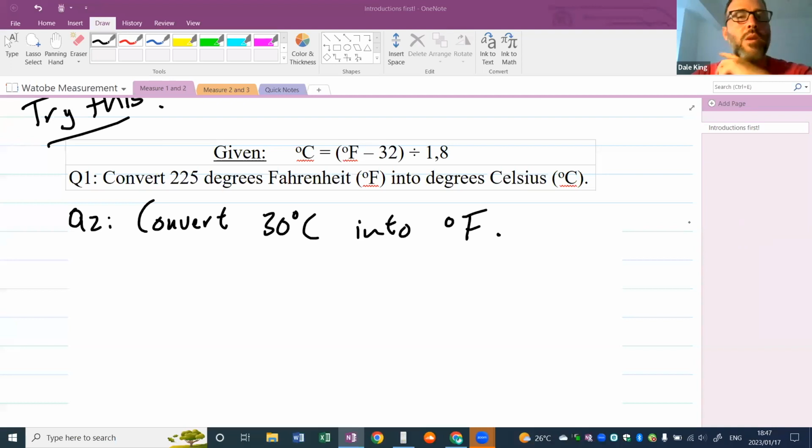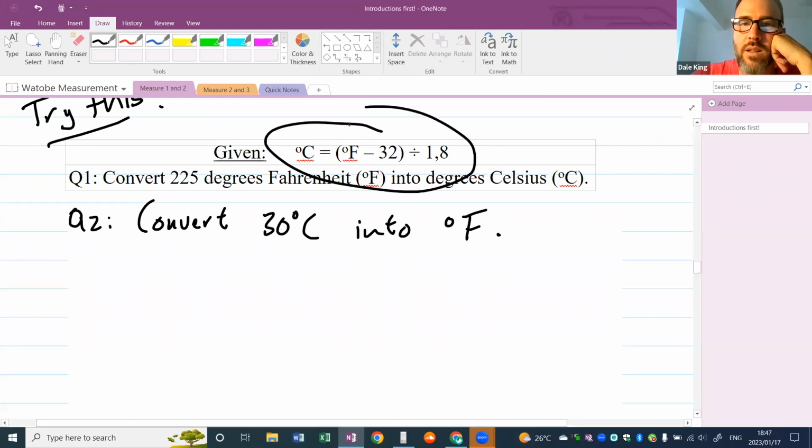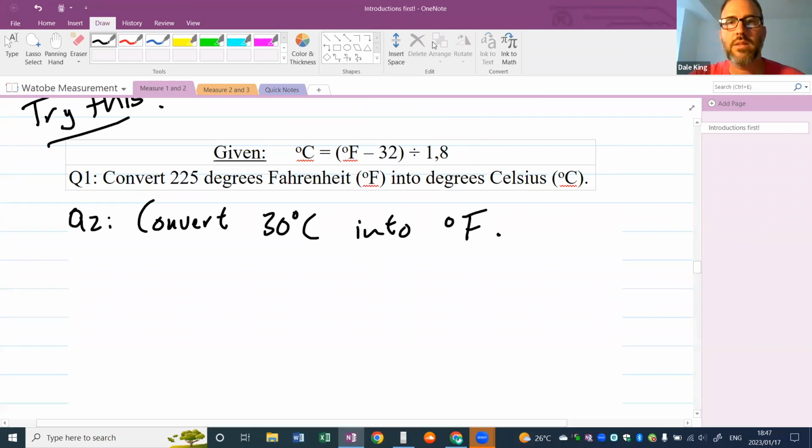Anyone else can tell me, what if they gave us 30 degrees and we had to go to Fahrenheit, but they only gave us this formula? I see Kamo has an answer in the chat. Do you perhaps want to tell us how you got the answer, Kamo? Kamo, do you want to unmute and talk to us?